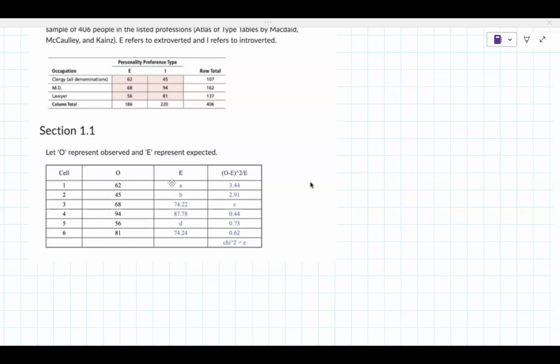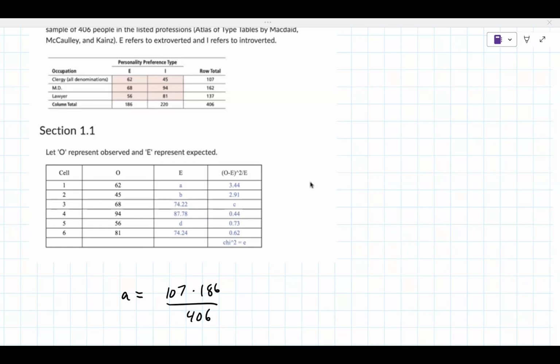Let me share my screen. Okay, so first question number 1 asks about this value A, which is the expected value in cell 1. And we know which is cell 1. Yeah, okay, I see. It's the one with 62 in it. All right, so to find A, you take the row total 107 times the column total 186 and divide by 406. I'll just grab a calculator for that. And it ends up being 49-ish.